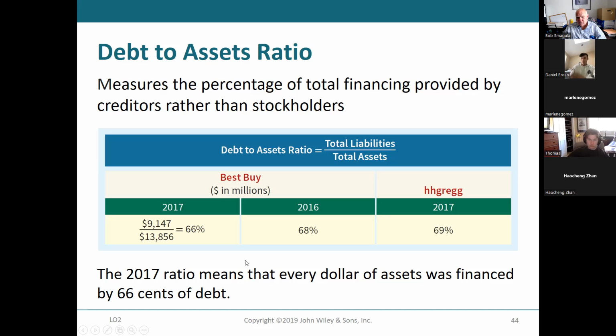So this company took on what would seem to be a lot of debt, huh? They borrowed 66 cents for every dollar they've got floating around there. That could be good, it could be bad. It depends on the situation, it depends on the industry, it depends on the economy, your expectations.